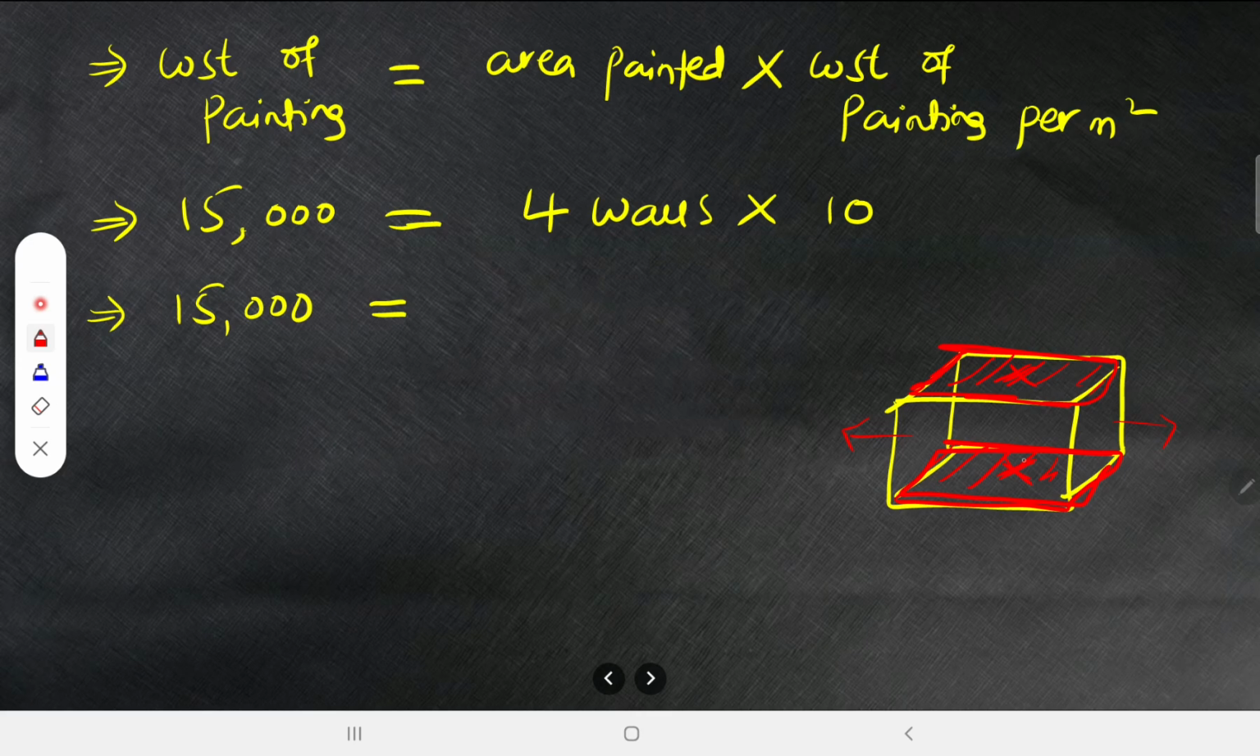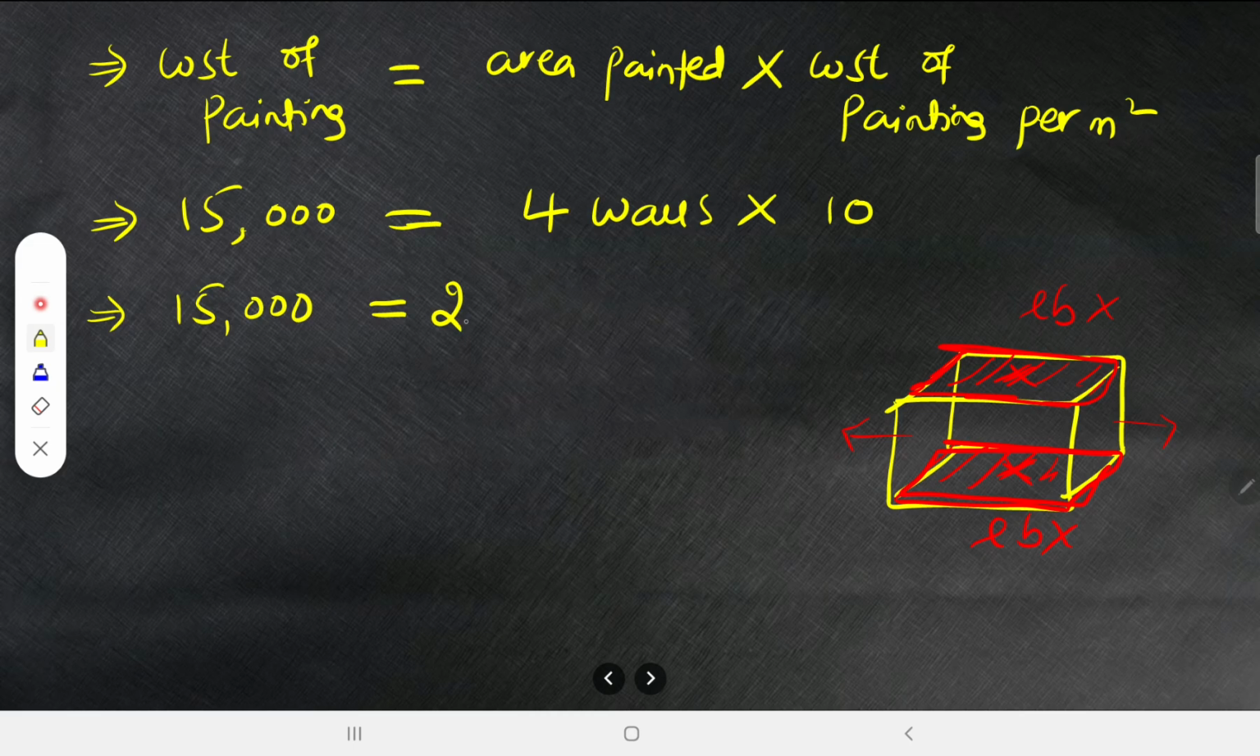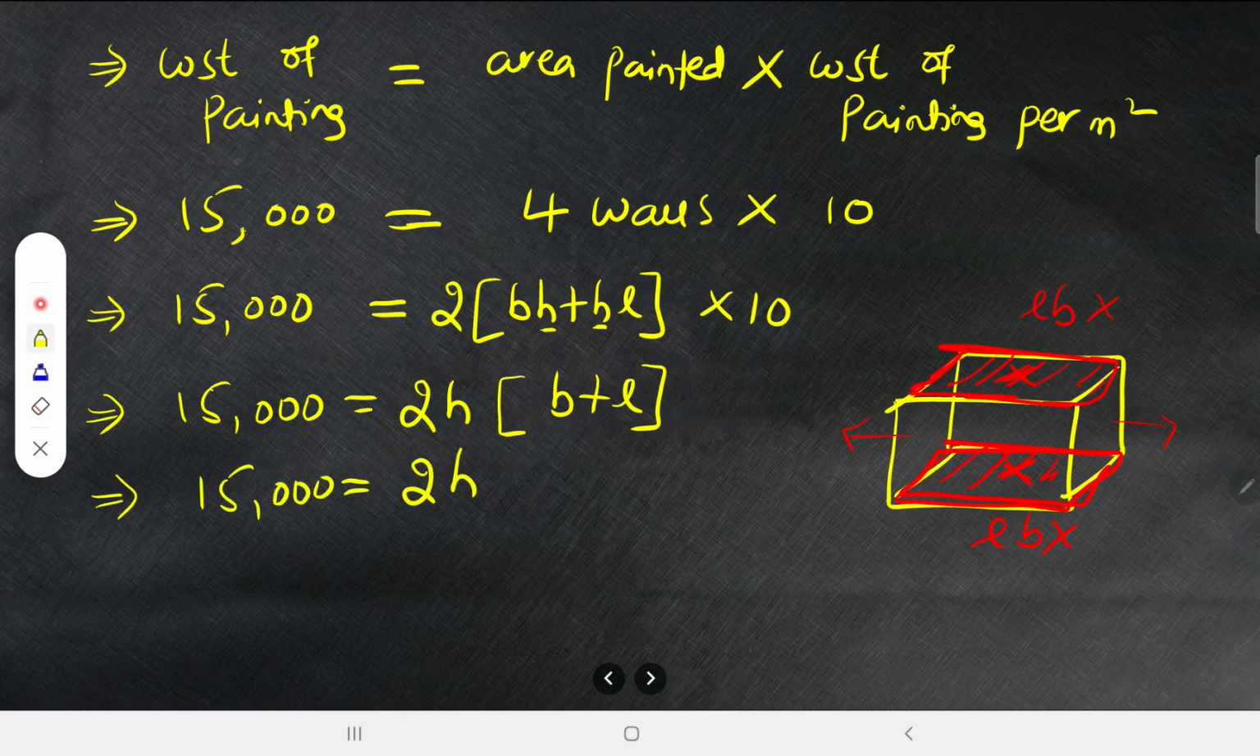All right, so then what will be the formula? This LB has to be left, this LB has to be left, so both the LBs will be gone from the formula. So that's why the 4 walls will be 2 bracket BH plus HL only, BH plus HL into 10. Correct now? All right, fine. Then moving forward, it becomes 15,000 is equal to 2 into, you can take H common, no? B is there, H is there, HL is there. H and H you can take common, and in the bracket you can write B plus L.